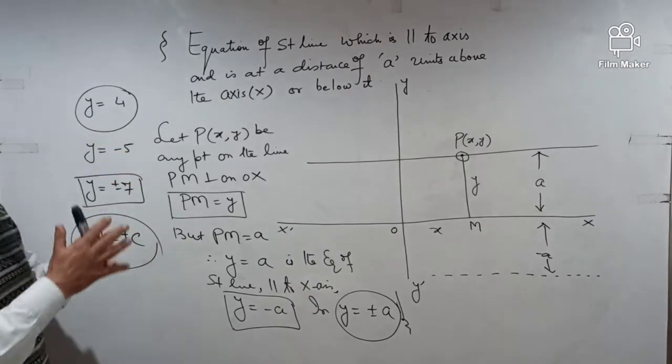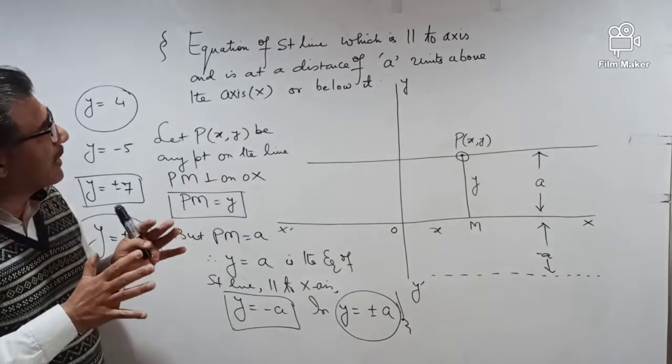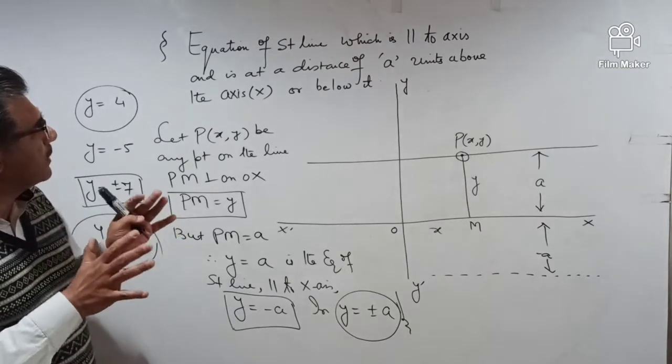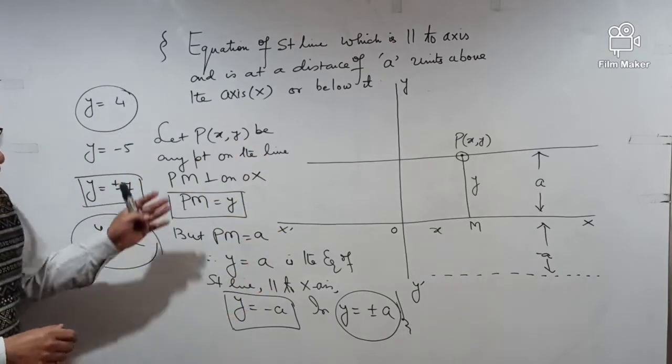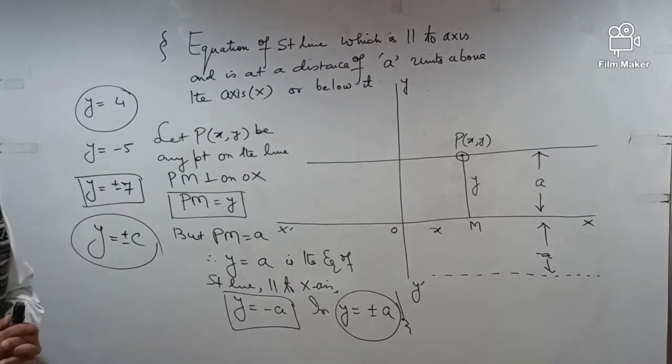So this is the first article, about the equation of a straight line which is parallel to the x-axis and is at a distance of a units above the x-axis or below it. Now you have to note this. You can write it down, note it, and next we'll go to the next.